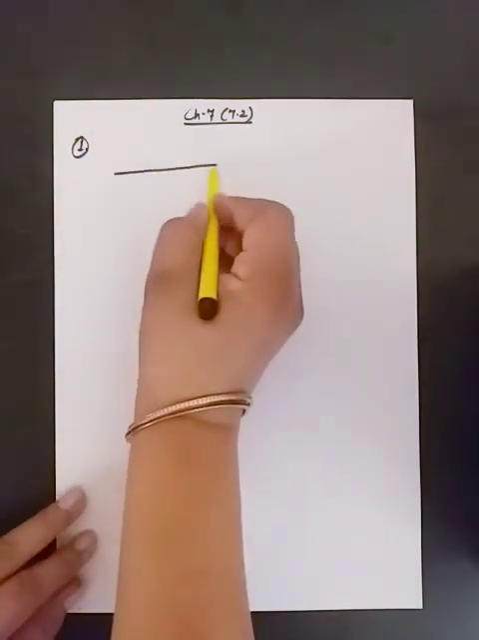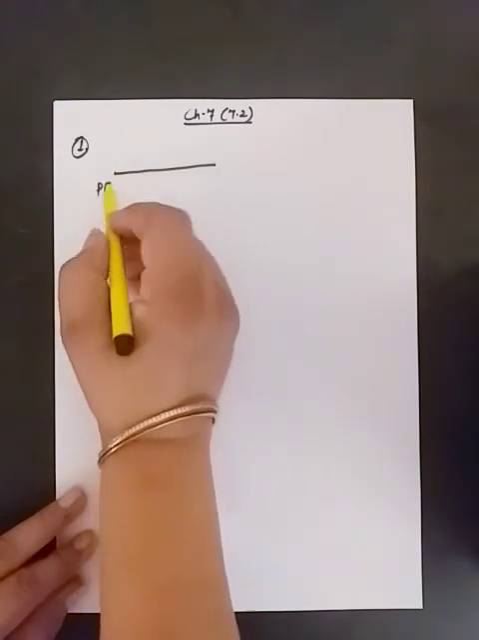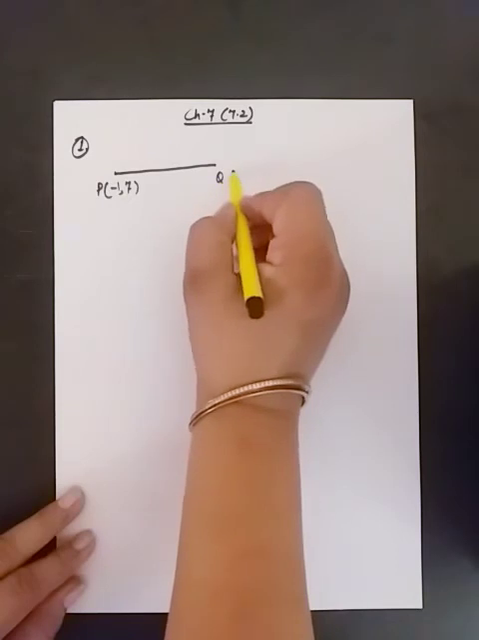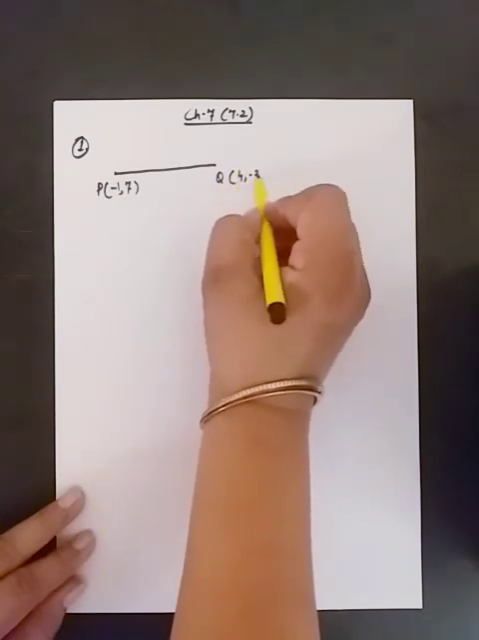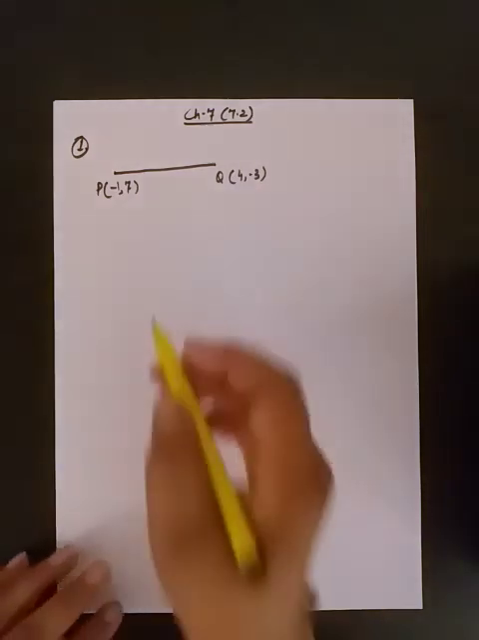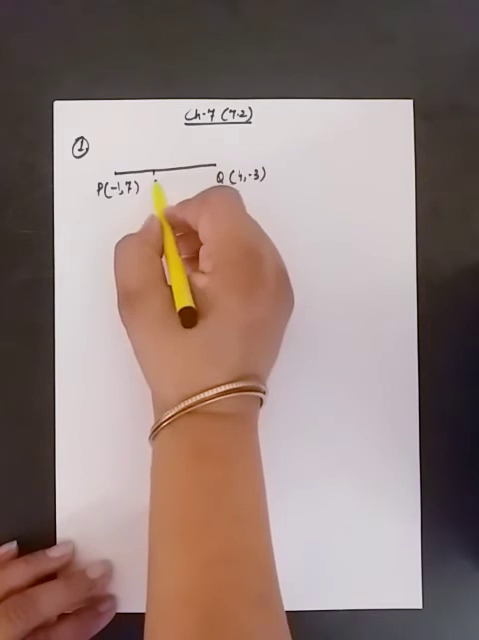Here we are going to start our exercise 7.2. Question number 1. Find the coordinates of the point which divides the join of -1, 7 and the second point 4, -3, and we have to find the coordinates of that point which divides this length in the ratio of 2:3. You can draw the figure like this also.